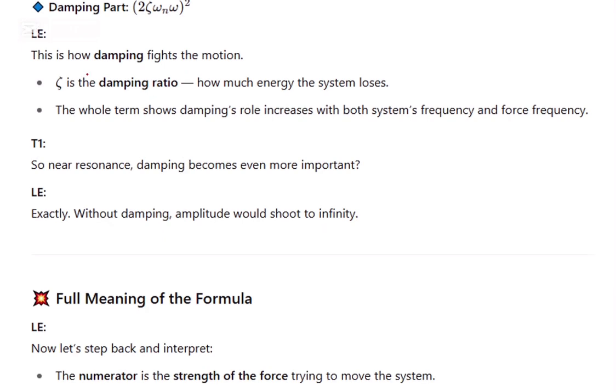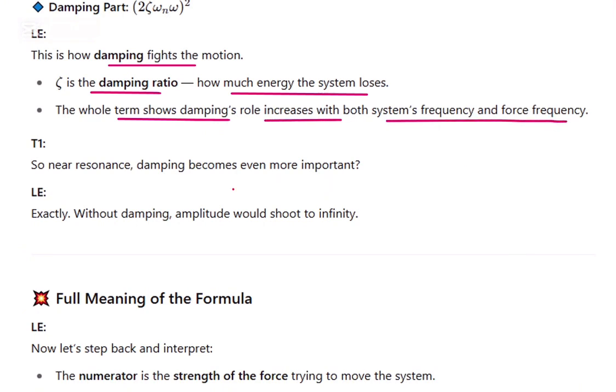And the damping part. This is how the damping fights the motion. Rho is the damping ratio, how much energy the system loses. The whole term shows the damping role increases with both system frequency and force frequency. So near resonance, the damping becomes even more important. Without damping, the amplitude would shoot to infinity.